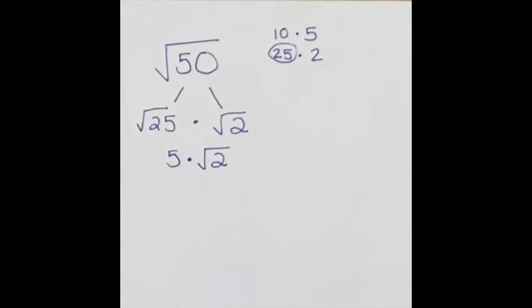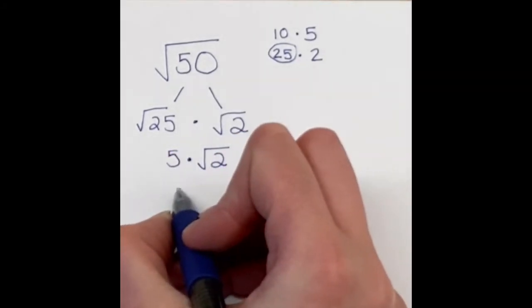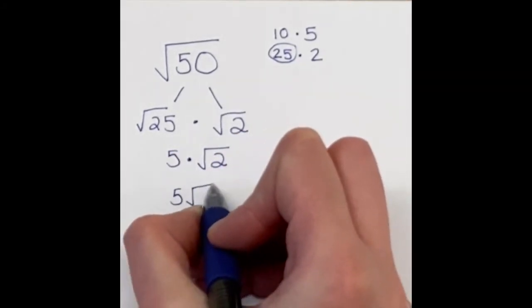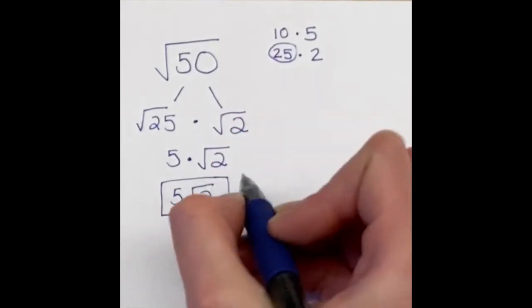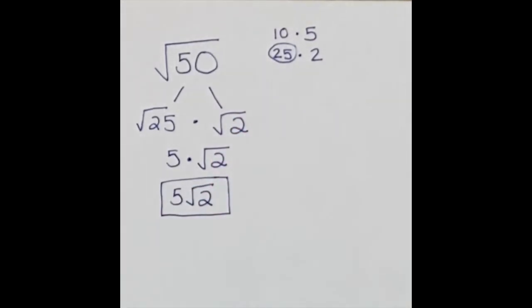But of course in algebra, we know that we don't need to put the little multiplication symbol. So just like we would with any variable, we write it as two terms stuck together like this. So the simplified version of radical 50 is 5 radical 2.